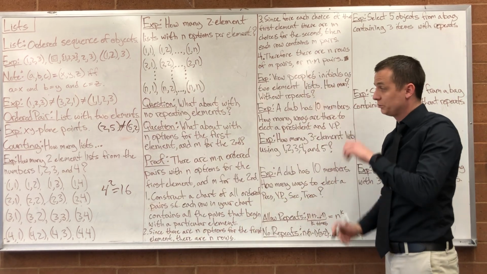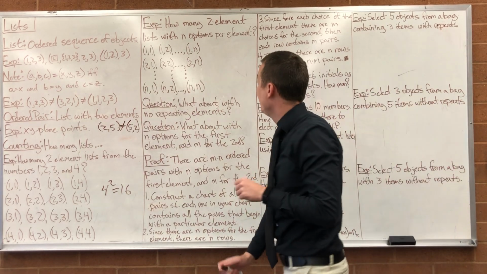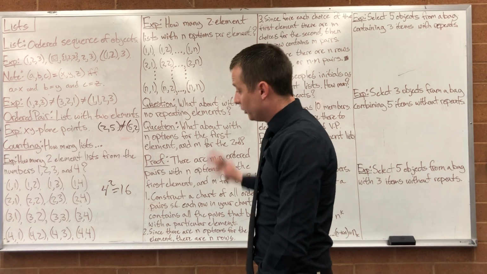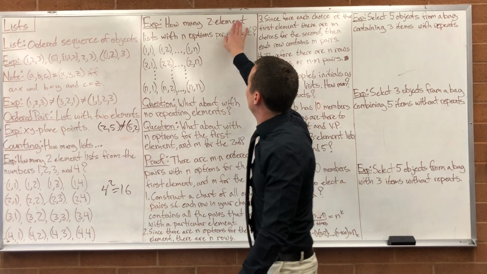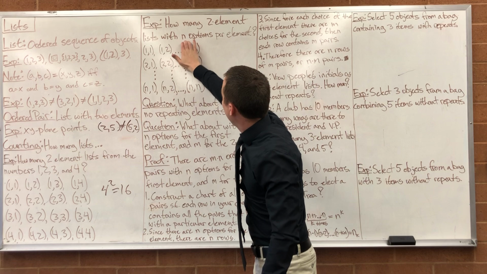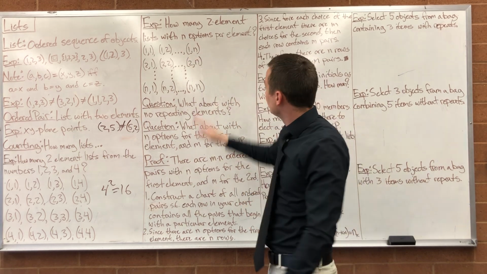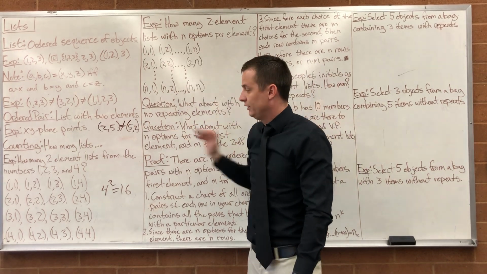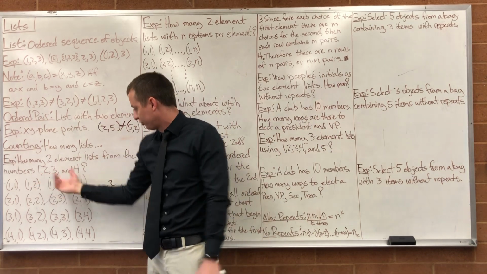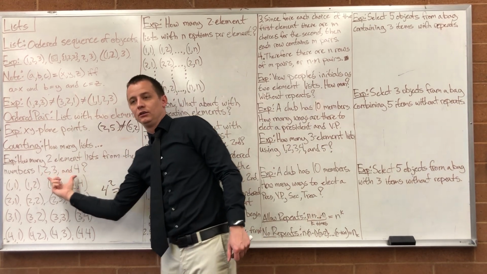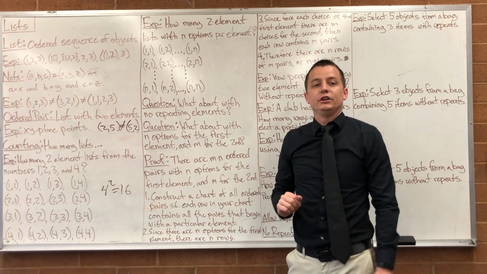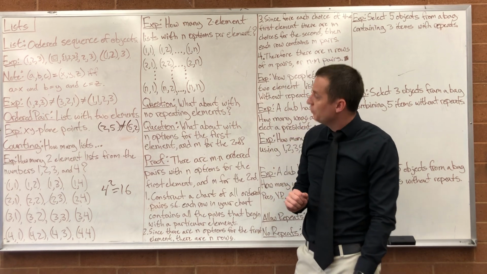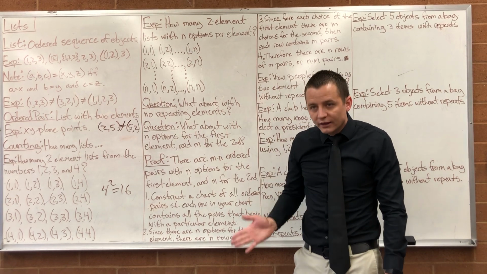Let's do a more abstract problem, and then we'll go on with some more examples. So now, imagine I ask you, how many two-element lists can we make with n options per element? So if we're choosing from n objects, how many two-element lists can I make? So I'm not limiting you to just 4 options here. Now I tell you there's n options for each element. How many lists can we make? N squared.